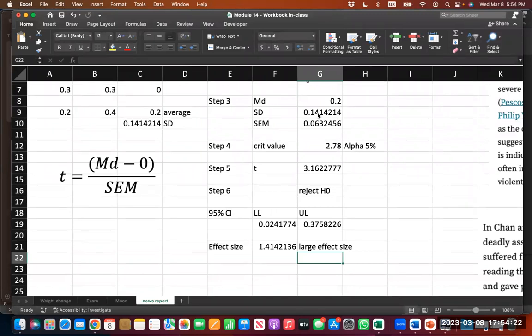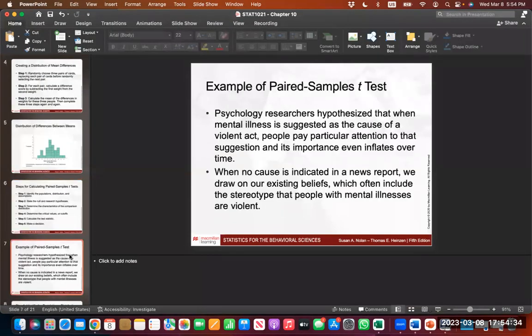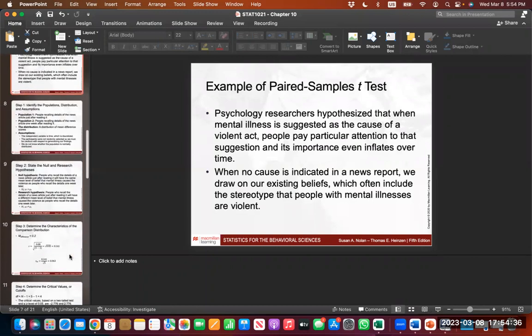Simple, right? So that's all to be known for the paired sample t-test. I have two more examples, but I thought we're going to carry on first with the material.